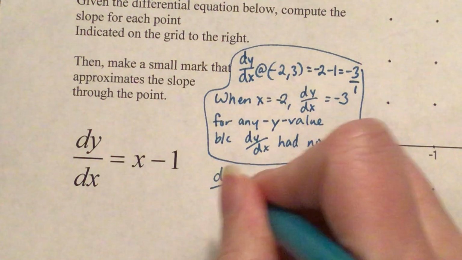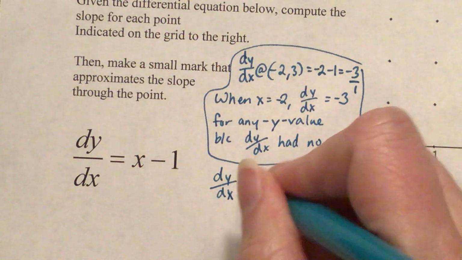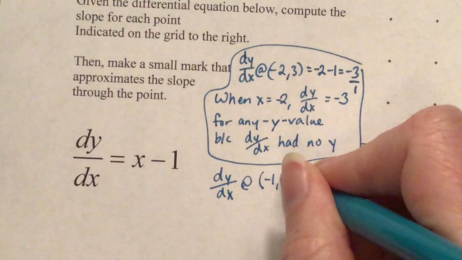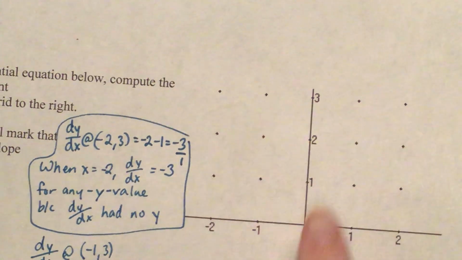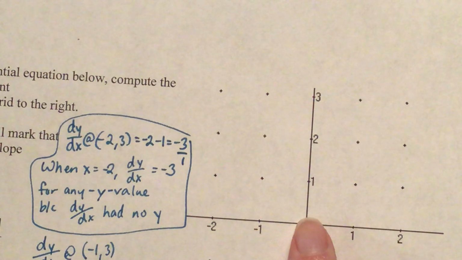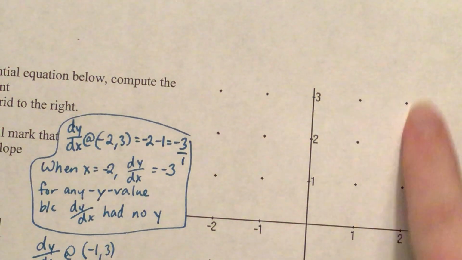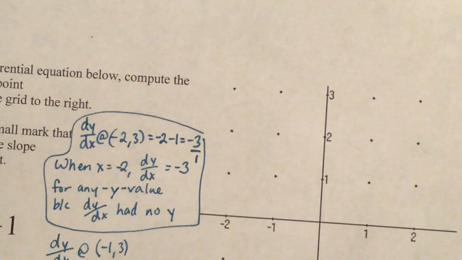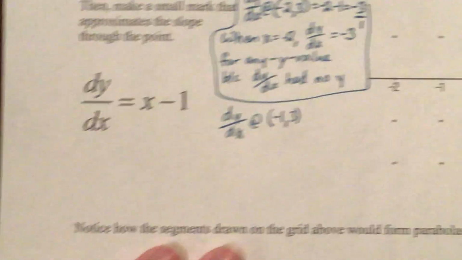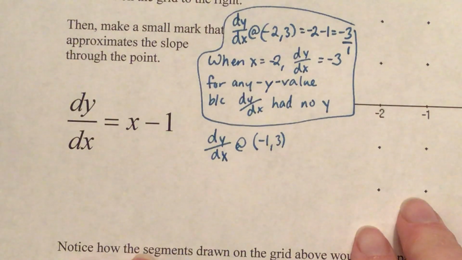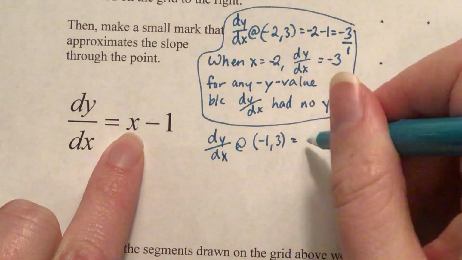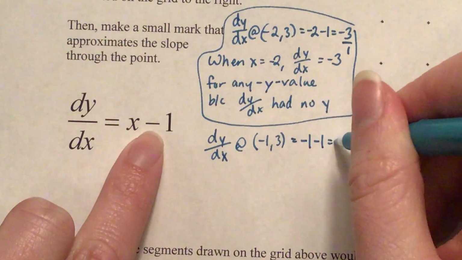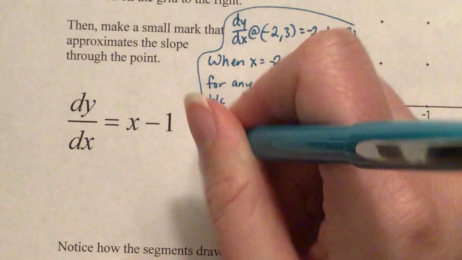We want to find dy dx at the point -1, 3. So I'm doing a system. I'm going across the top. I just did -2, 3. Now I'm going to do -1, 3. And then I'll do 0, 3, 1, 3, and 2, 3. Find a system and go with it. Don't just pick random points from your graph. So at -1, 3, dy dx equals, well, it's -1 minus 1, which is -2. So that is that slope.